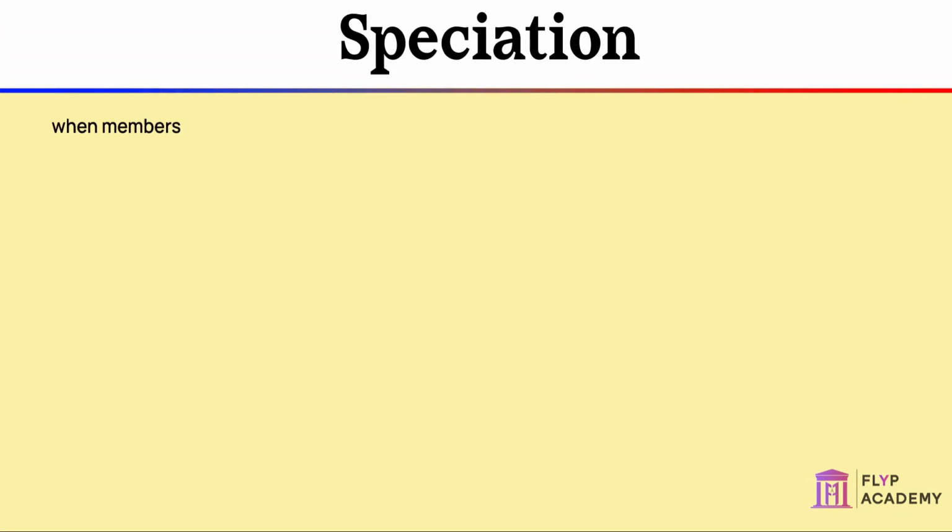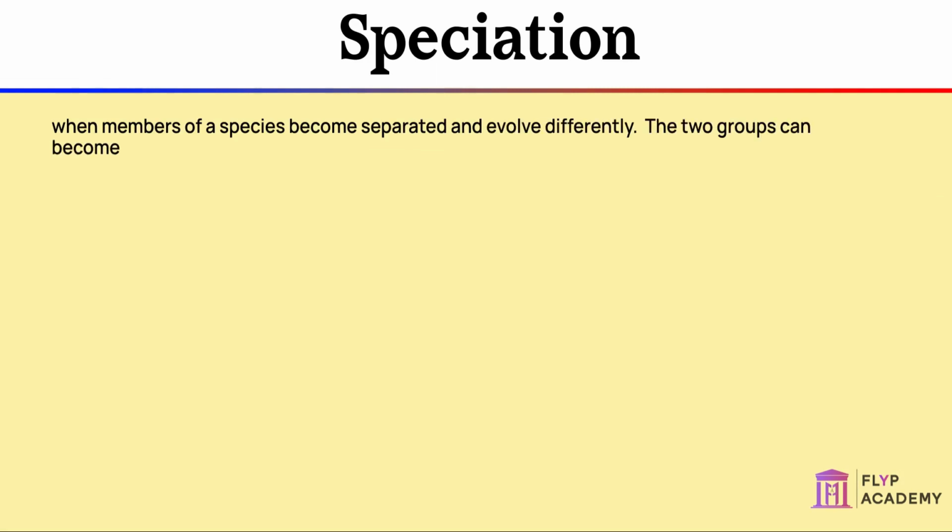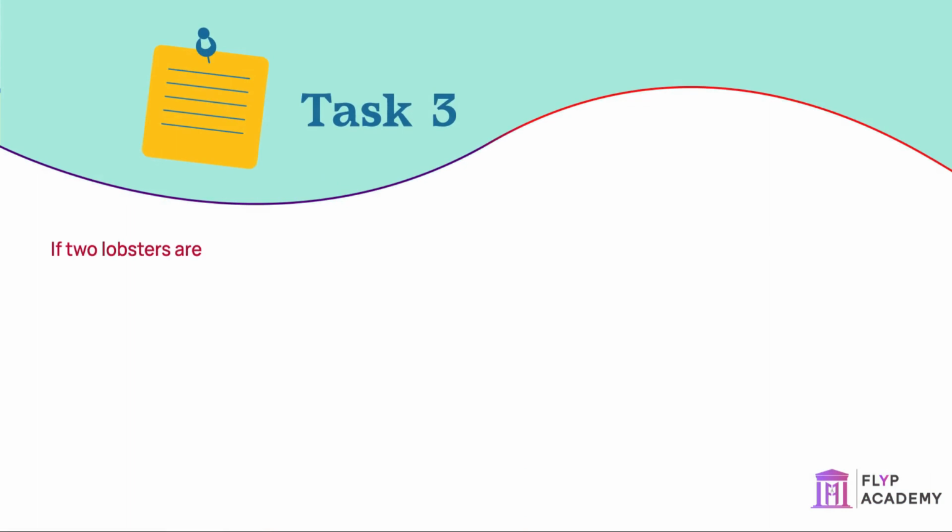A form of evolution called speciation can happen when members of a species become separated and evolve differently. The two groups can become so different that they are no longer considered the same species. Organisms are described as being the same species if they can successfully reproduce, giving offspring that are fertile and therefore able to reproduce themselves. This can be difficult to test as most organisms, when placed in an artificial environment, fail to reproduce anyway.